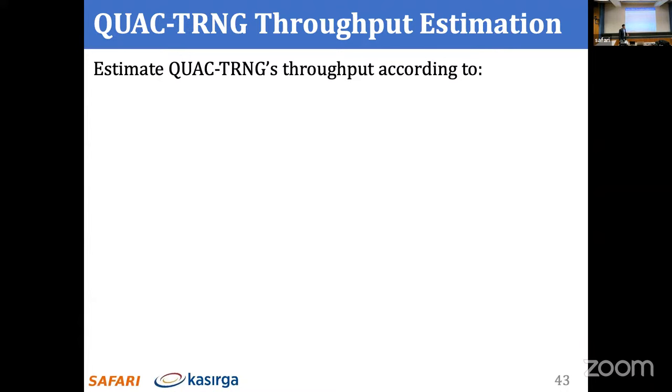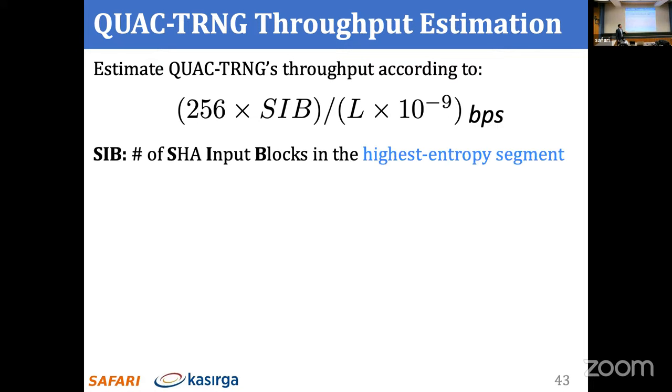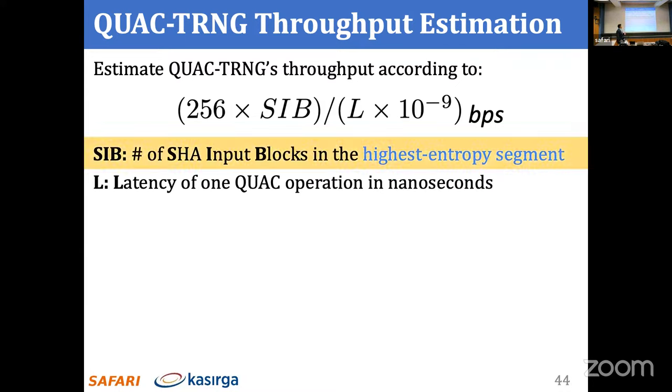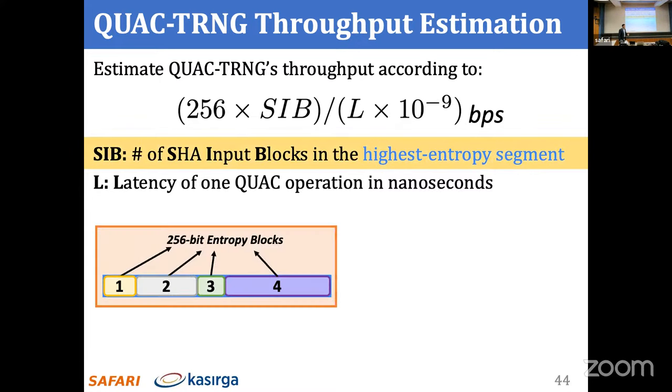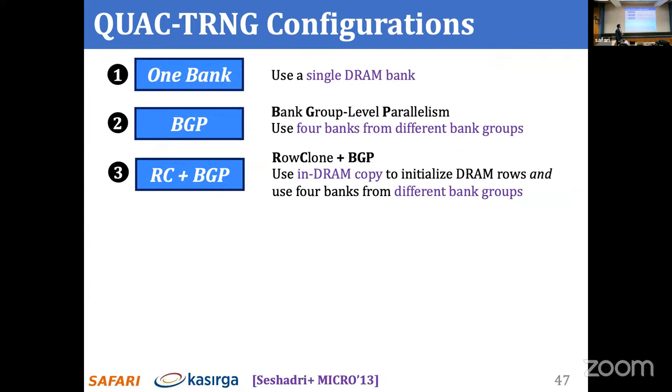And then we estimate QUAC-TRNG's throughput. According to this formula, it basically has to do with how much entropy you have, or what's the highest entropy you have in the highest entropy cache block in your module. And then the rest is essentially module-independent parameters. So I'll skip this and talk about these three configurations of QUAC-TRNG. The first one is one bank. We use a single DRAM bank to generate random numbers. The second one uses multiple bank groups and parallelizes activate and precharge commands to those bank groups to generate random numbers a bit faster. And finally, we have RowClone plus bank group parallelism.